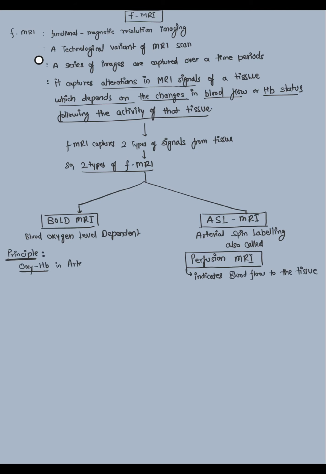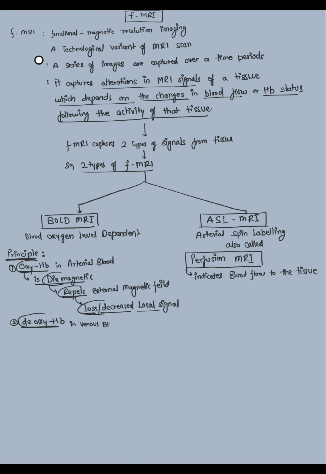Now, what is the principle of BOLD MRI? Oxyhemoglobin in arterial blood is diamagnetic in nature. So this diamagnetic oxyhemoglobin repels the external magnetic field, so it produces a loss or decrease of local signal. Whereas the deoxyhemoglobin in venous blood is paramagnetic in nature, which aligns in the direction of the external magnetic field, so there is a gain or increased local signal.